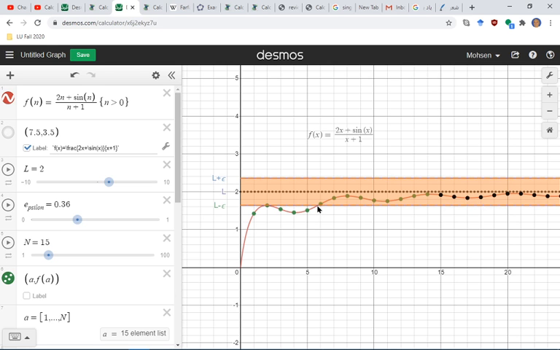If you can successfully determine when the function enters, regardless of how small an epsilon I give you, then you're winning the game and you're establishing that the limit is that number.